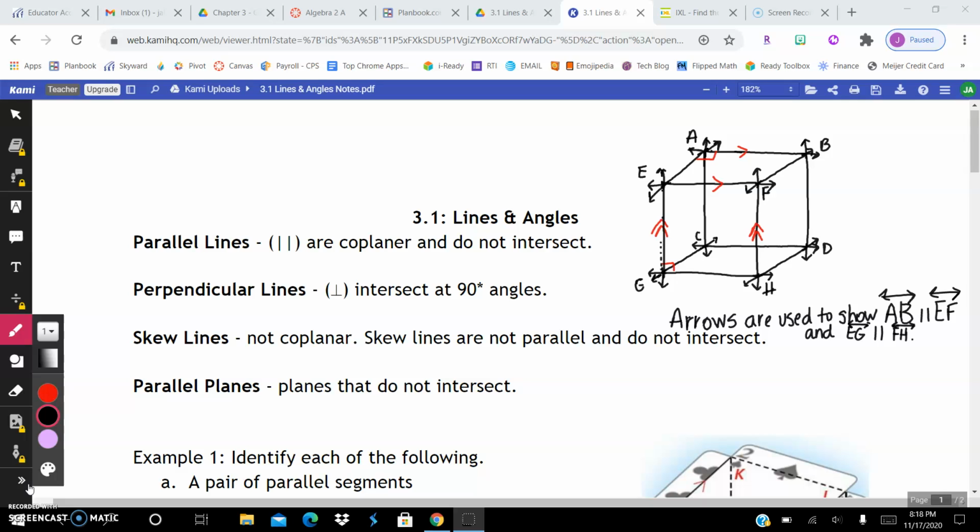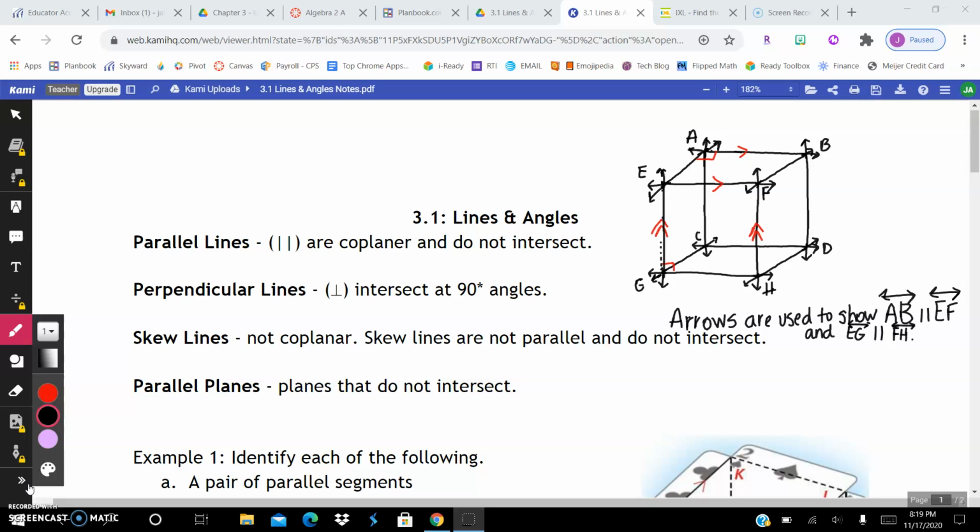Now, skew lines are not coplanar and are not parallel and do not intersect. So if you picked one off of the bottom, the bottom front, and then one on the back side, they aren't perpendicular, they aren't parallel, they're not in the same plane. They really have nothing to do with each other.